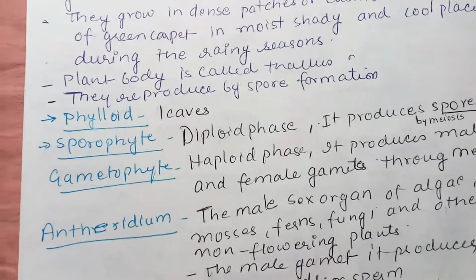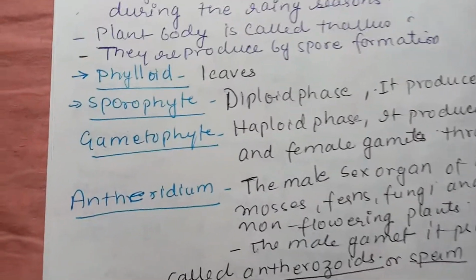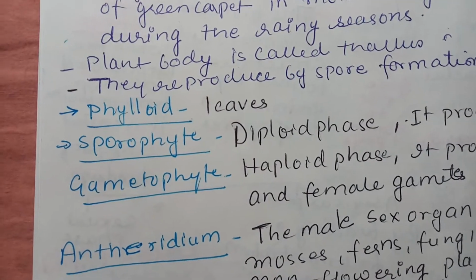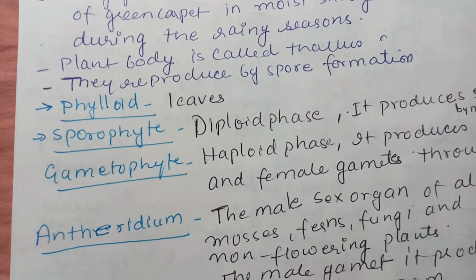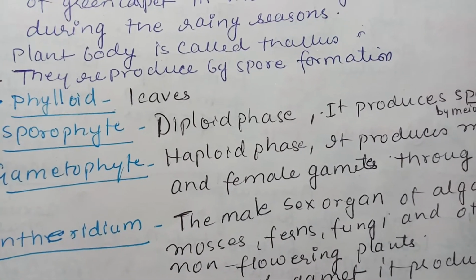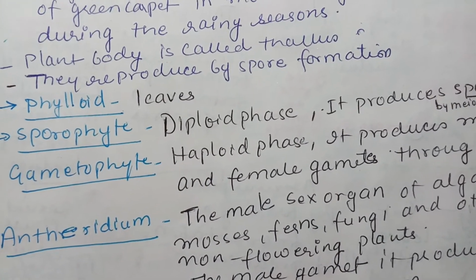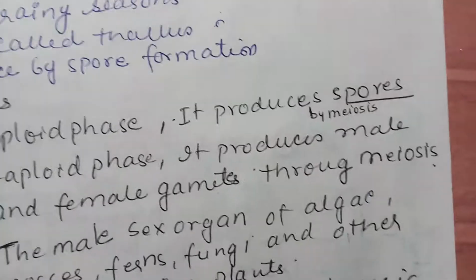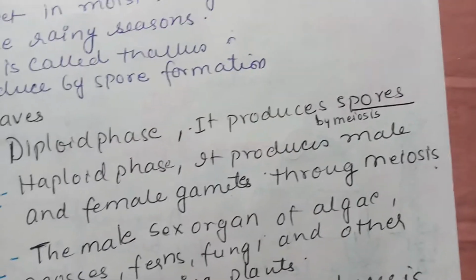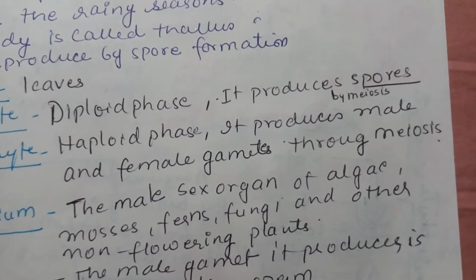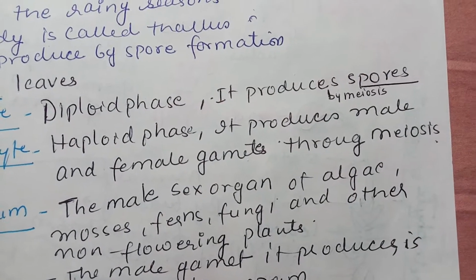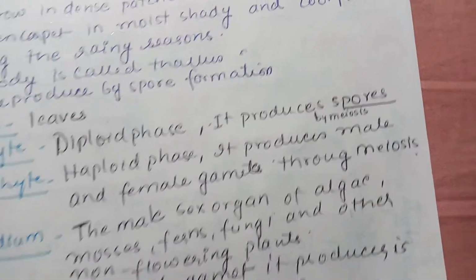Now there are a few terms which you need to understand and they are new for you. Phylloid is the term which we usually use for leaves. Sporophyte is a diploid phase, and the sporophyte phase means it produces the spores. Spores again are produced by meiosis. Gametophyte is a haploid phase and it produces male and female gametes.